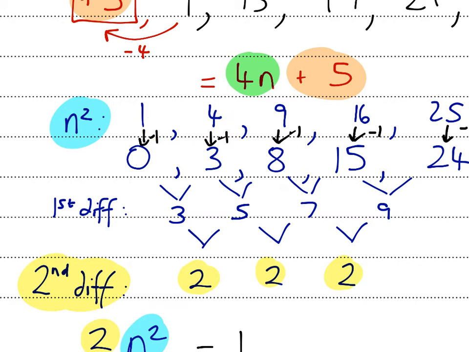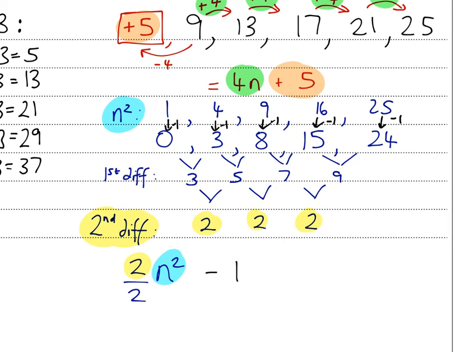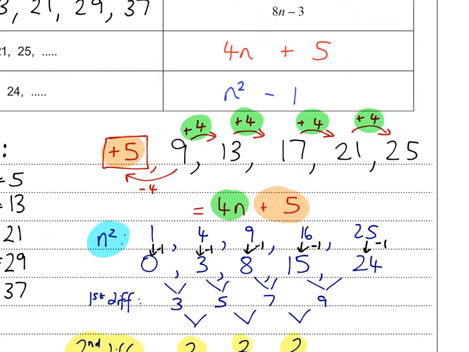4 to 3. Again, I take away 1. 9 to 8. Take away 1. 16 to 15. Take away 1. 25 to 24. Take away 1. So every time from my n squared, I'm taking away 1, so that gets written on the end there. So I've probably written, hopefully, nice and neat in the box here, that 2 divided by 2 is 1n squared, or I've just left it as n squared, and then the take away 1 by there.